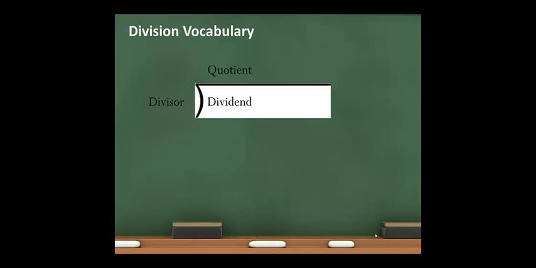Now, if your division problem is written horizontally, you have your dividend divided by your divisor equals your quotient. The dividend always goes inside of the box, the divisor always goes outside of the box, and your quotient is always your answer.